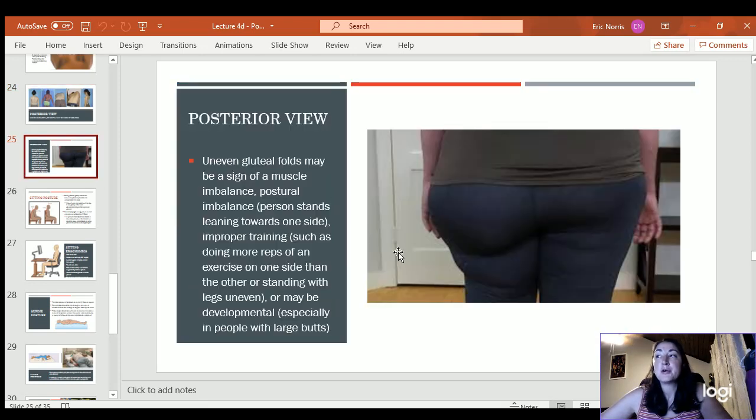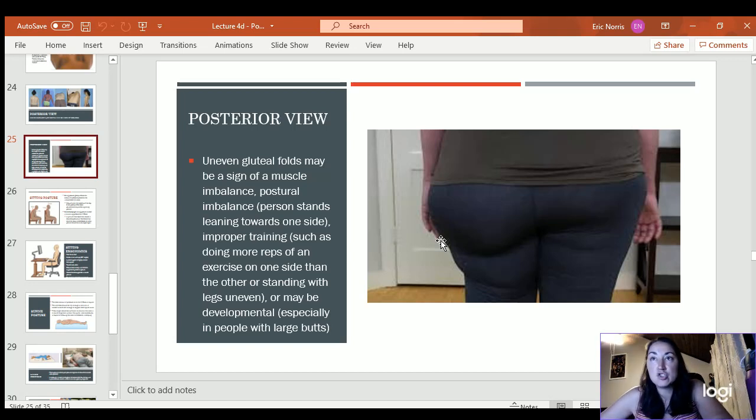The gluteal fold, as I mentioned, can be uneven. So as you see, her gluteal fold on the right is significantly higher than the left. It could be a sign of a postural imbalance, like maybe they always stand on one leg or lean towards one side. It could be a sign that they're training improperly, that they're always running in one direction, doing more reps on one side than the other, always standing with one leg slightly forward.